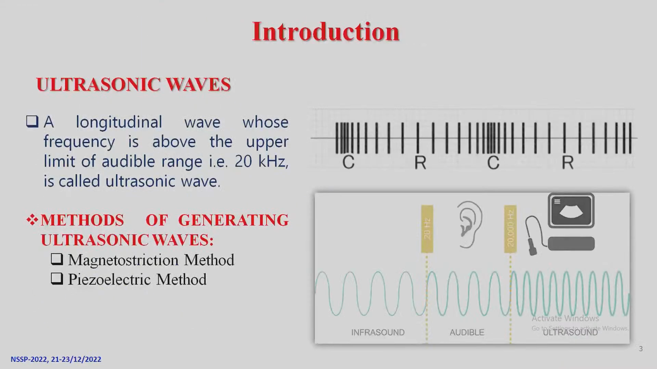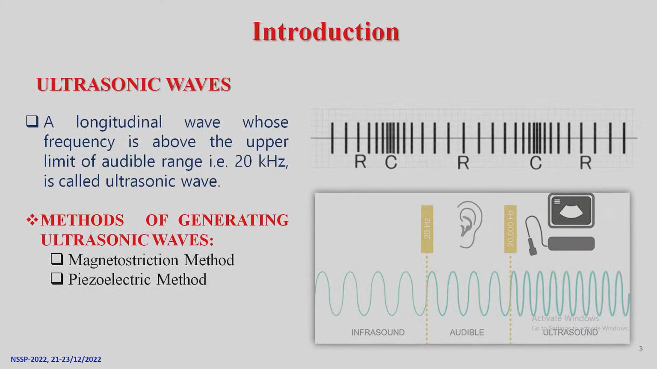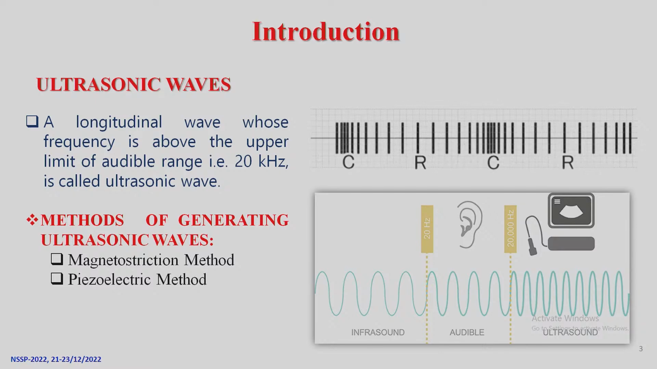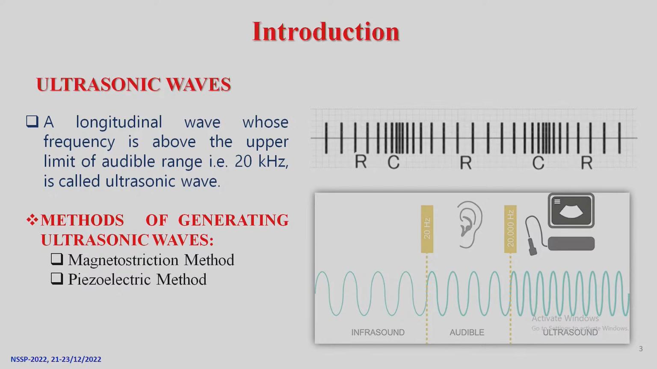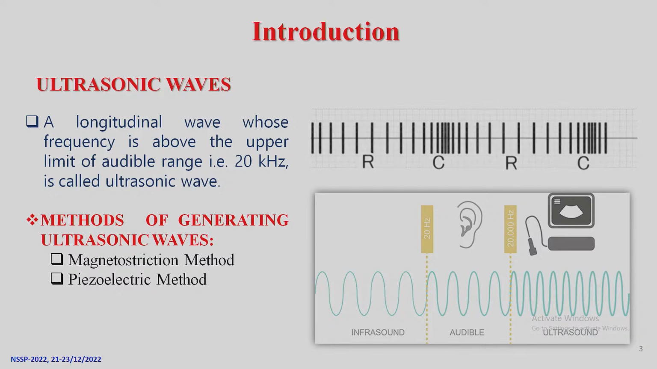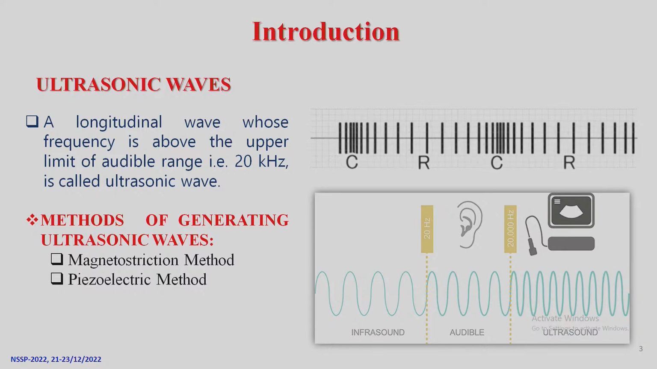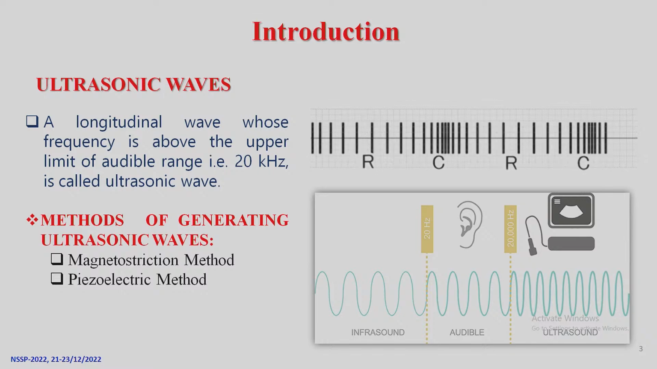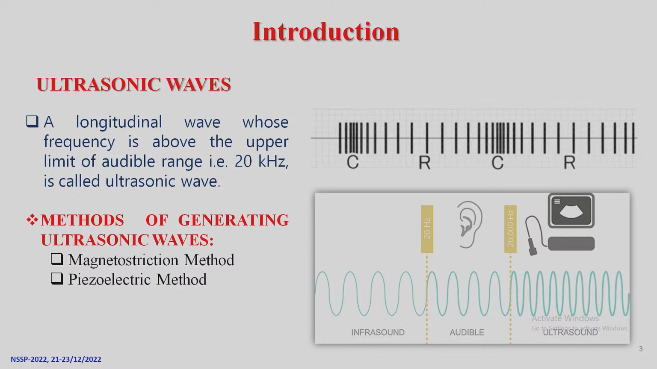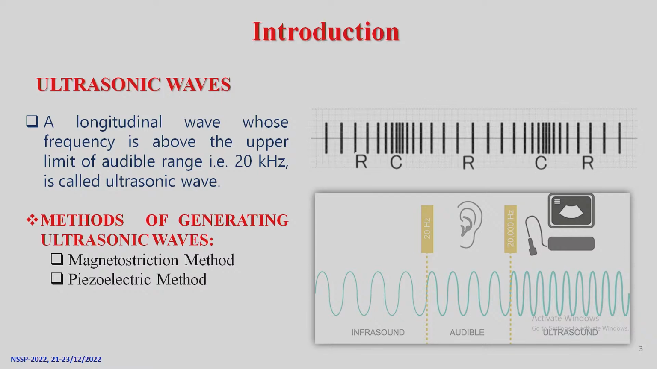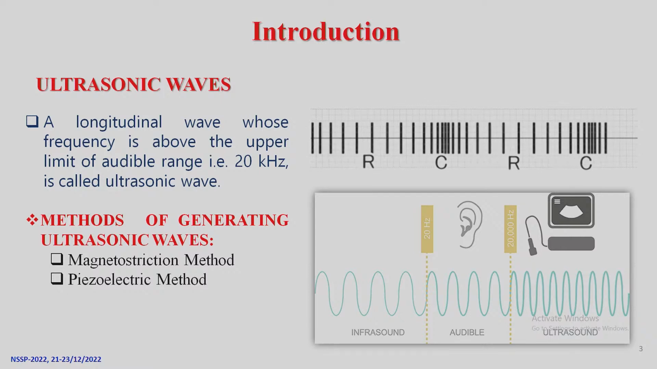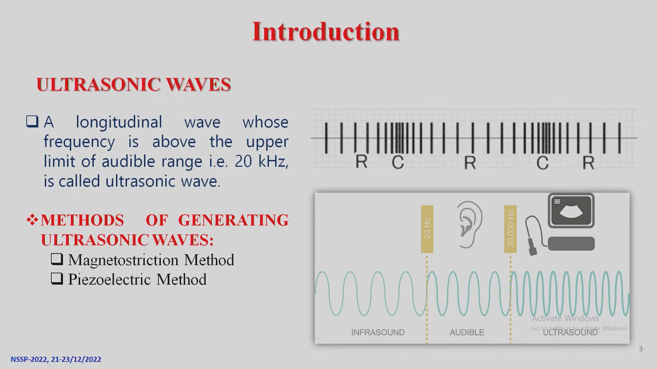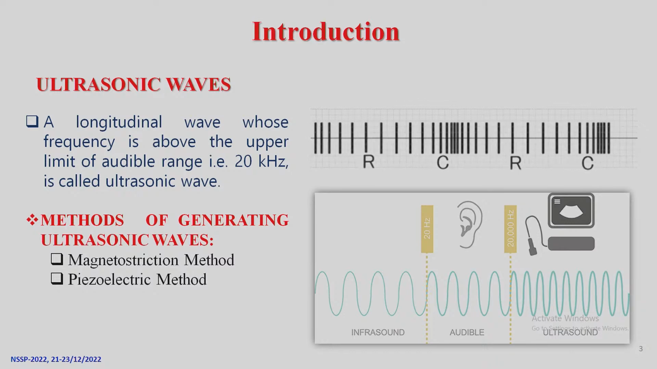First of all, let us know what an ultrasonic wave is. Generally the human audible range is from 20 Hz to 20 kilohertz. Above 20 kilohertz, the frequencies of sound are called ultrasonics. Ultra means beyond, sonics means sound, so beyond the human audible sound is called ultrasonics. There are two methods for producing ultrasonic sounds: the magnetostriction method and the piezoelectric method. In our work, we are using the piezoelectric method.